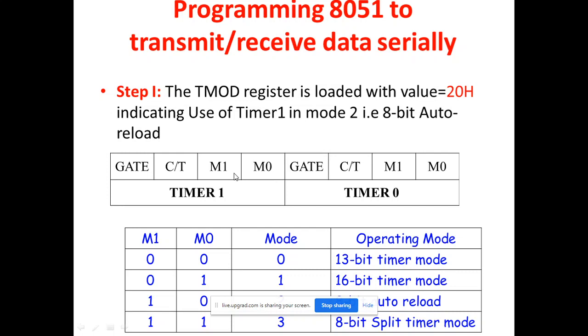I'm using timer, that's why this bit is also 0, and these two bits, M0 and M1, I'm interested in mode 2, and that's why I'm placing here 1 0. So my number here is 0 0 1 0, that is 2, and I'm not using all these bits, that's why I'm placing 0 0 0 here, and my actual number is 20. I'm placing it in the TMOD register to use timer 1 in mode 2. All of you agree with this point?